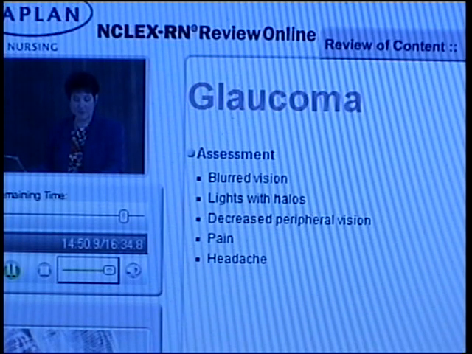The type of symptoms the patient usually complains of: they complain of blurred vision. When they see lights, the lights have halos around them. They have a decrease in peripheral vision, and you may pick that up first because you're showing them something and they don't pick up on it. There is sometimes pain involved, and the patient may complain of a headache.